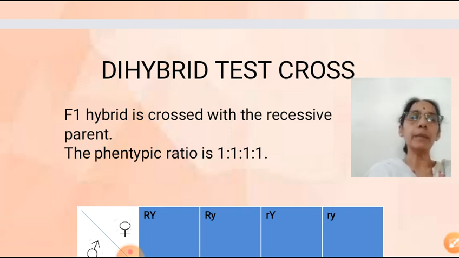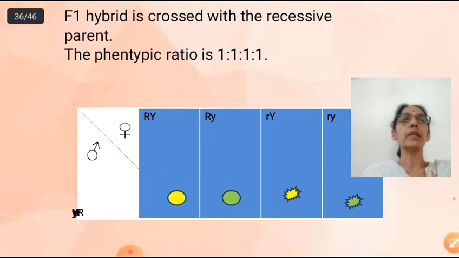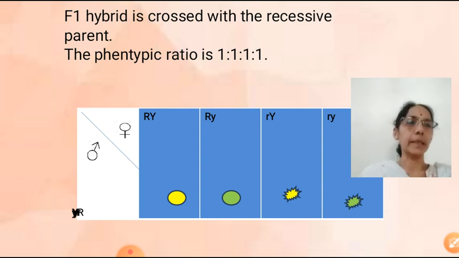In a dihybrid test cross, the ratio is 1:1:1:1. So here you can see this is small r small y. So we will be getting one round yellow, another one is round green, wrinkled yellow and wrinkled green. So this is called a dihybrid test cross and the ratio is 1:1:1:1.